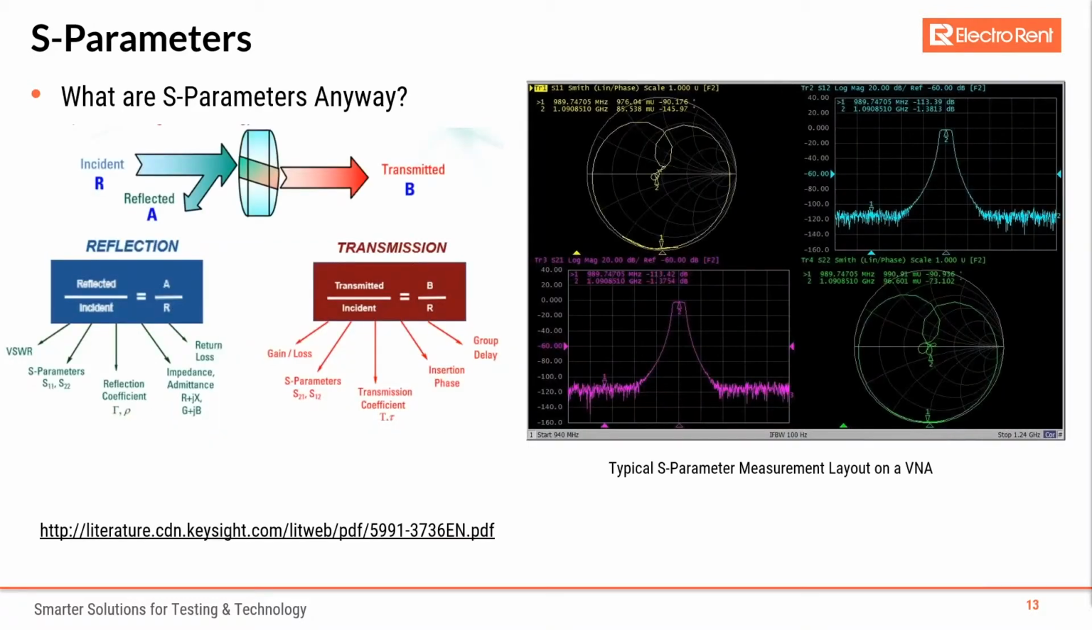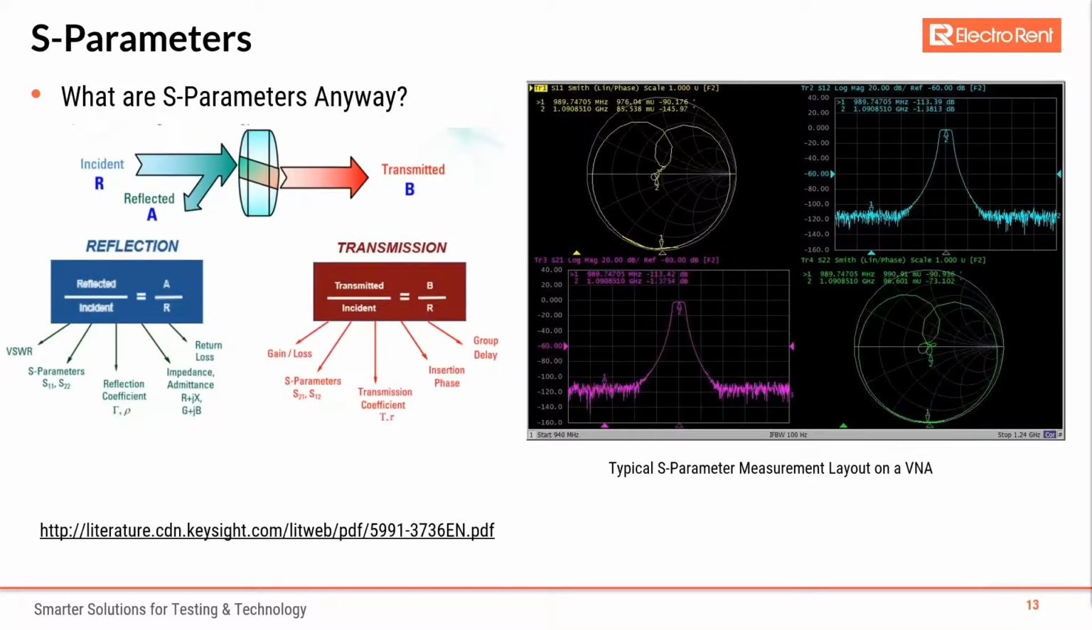So S parameter measurements can be compared to light passing through a glass. Your light going in is the incident, which passes through the glass. Some of that light is reflected back while the rest is passed through the glass. Hence, you have your reflection and your transmission data. This can be used to gather various types of data as shown.